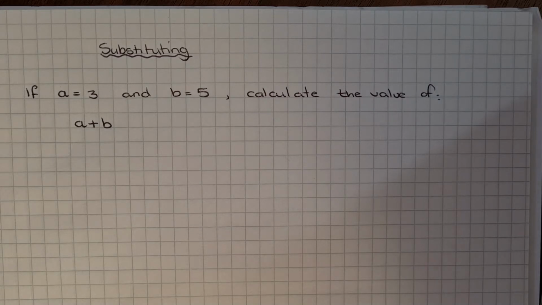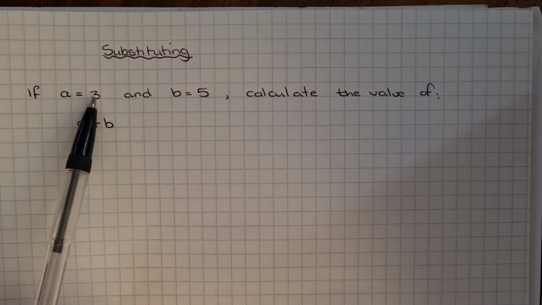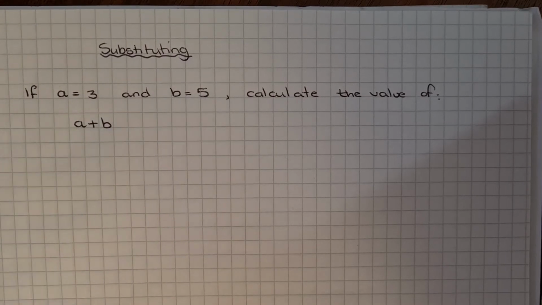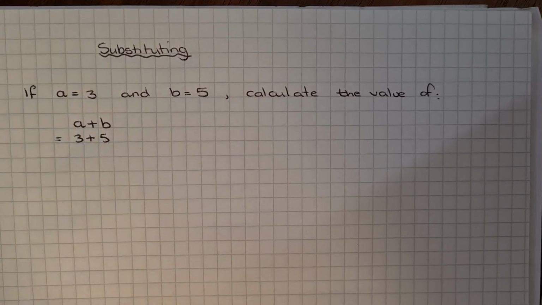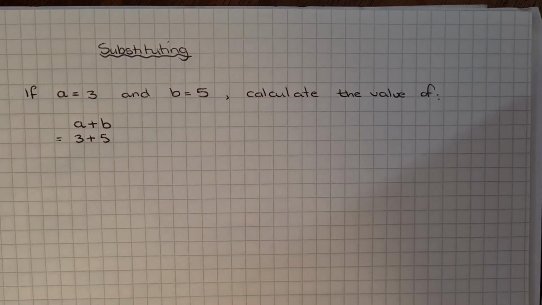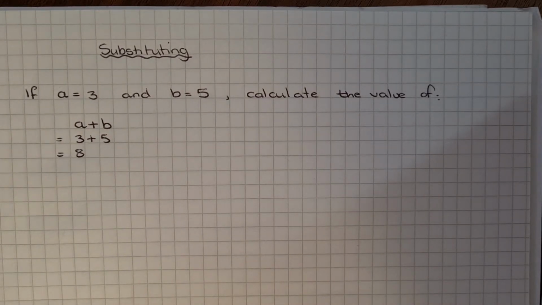So there's two steps to these questions. The first step is you replace the letters with the relevant number. So here we're going to replace a with 3 and b with 5. So on the next line, instead of a, I've got 3, and instead of b, I've got 5. Then the second step is to calculate the answer. So 3 plus 5 is 8.